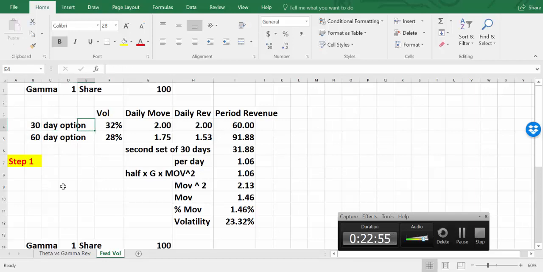So if the 30-day vol was 32% and the 60-day was 28, the 30-day vol in 30 days will be around 24, but it's actually 23.32. If you're wondering how you figure that out, please just go through this spreadsheet. I don't want to waste everyone's time. If you go through this, you should be able to figure it out. That's step one. So this works out that the forward vol is 23.32.